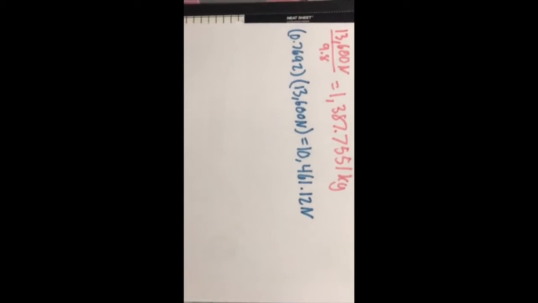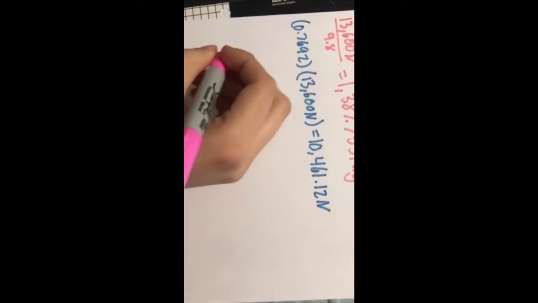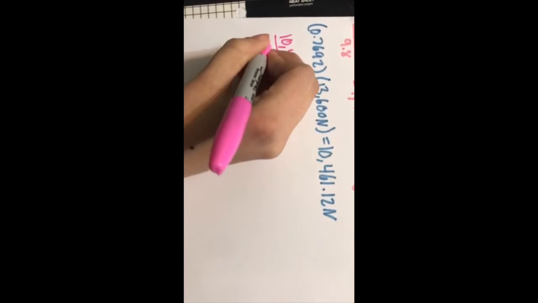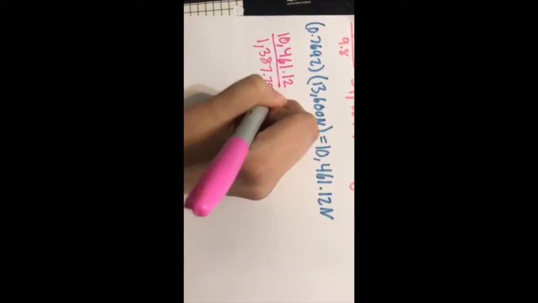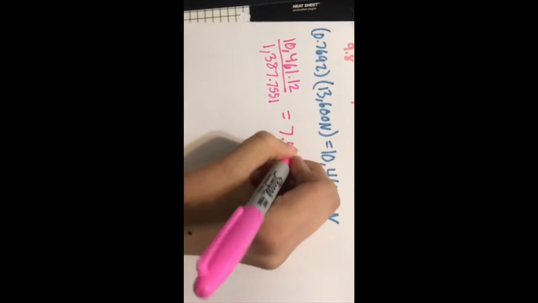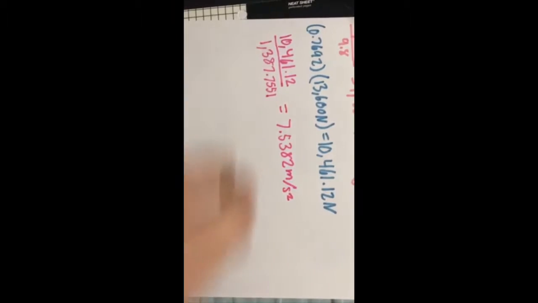To find the force of friction of the car, we will multiply the coefficient of friction of 0.7692 with the weight of the car of 13,600 Newtons, which would give us 10,461.12 Newtons. Now that we have the force of friction and the mass of the car, we can find the acceleration by dividing the force of friction of 10,461.12 by the mass of the car, which is 1,387.7551, to give us an acceleration of 7.5382 meters per second squared.